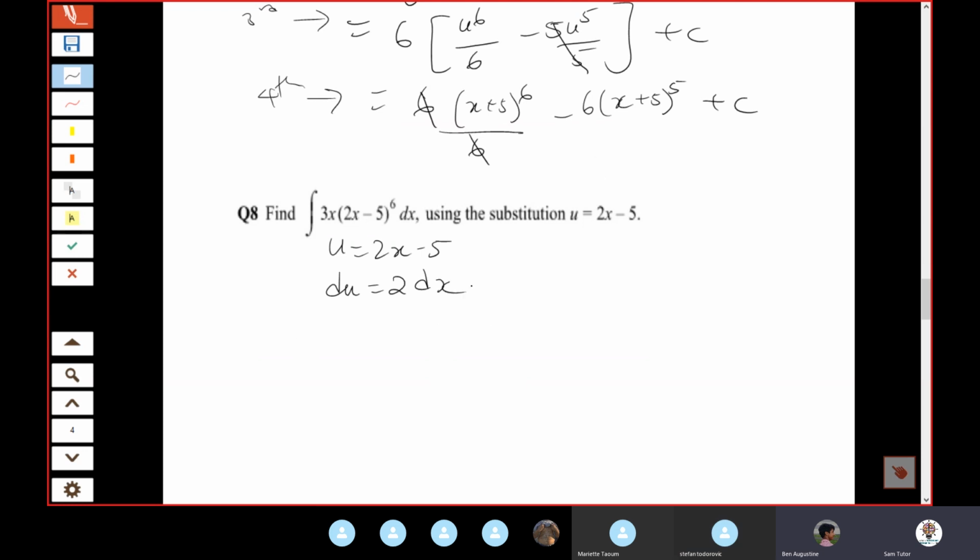That's at least du for you. Now you've got a 3 dx, which is useless. You just want dx, so you'll replace it for dx.